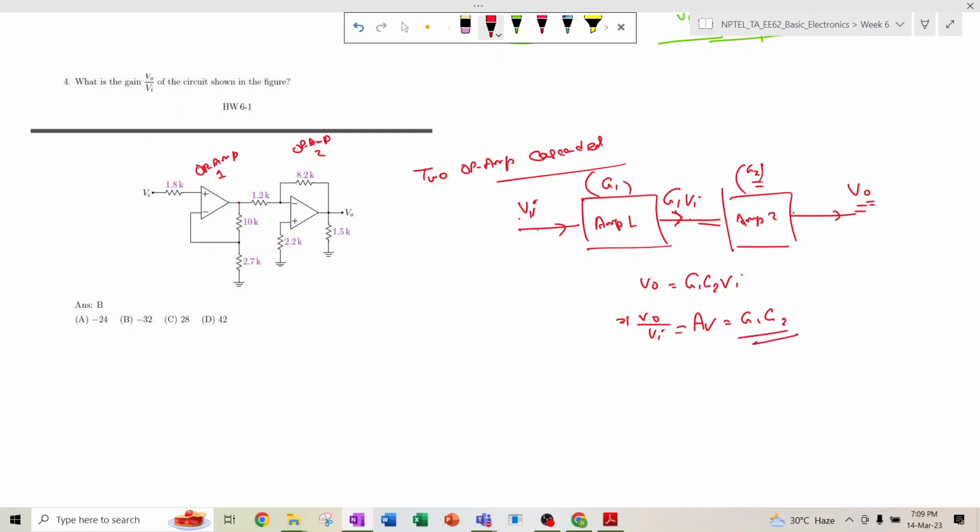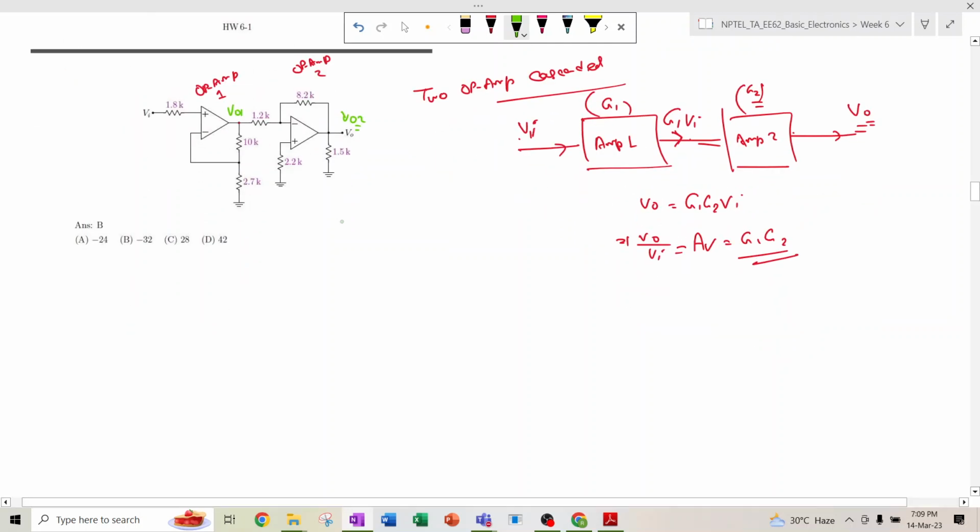So a similar thing is there. Suppose the output of op amp 1 is denoted as Vo1 and the output of op amp 2 is denoted by Vo2. So Vo2 is nothing but Vo, right? So what is the value of Vo1?